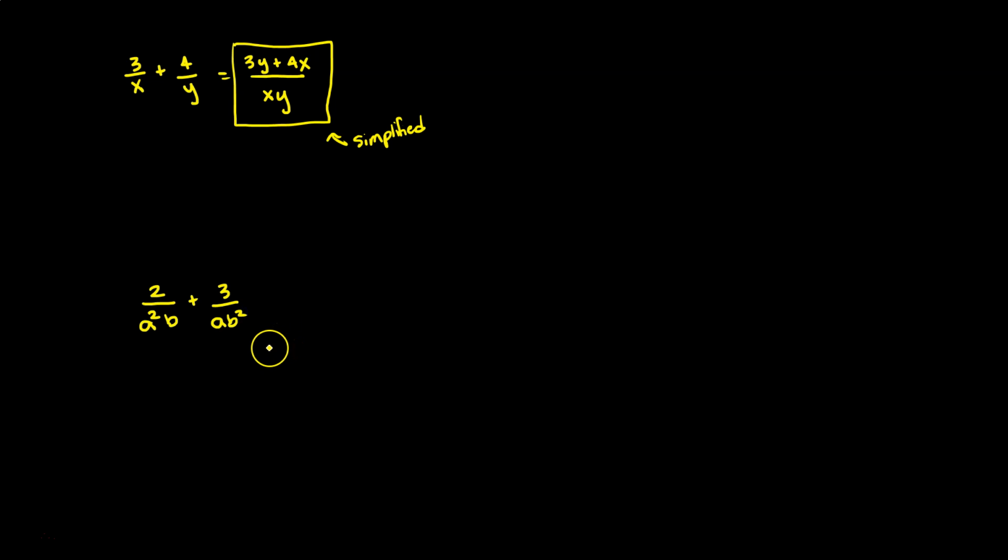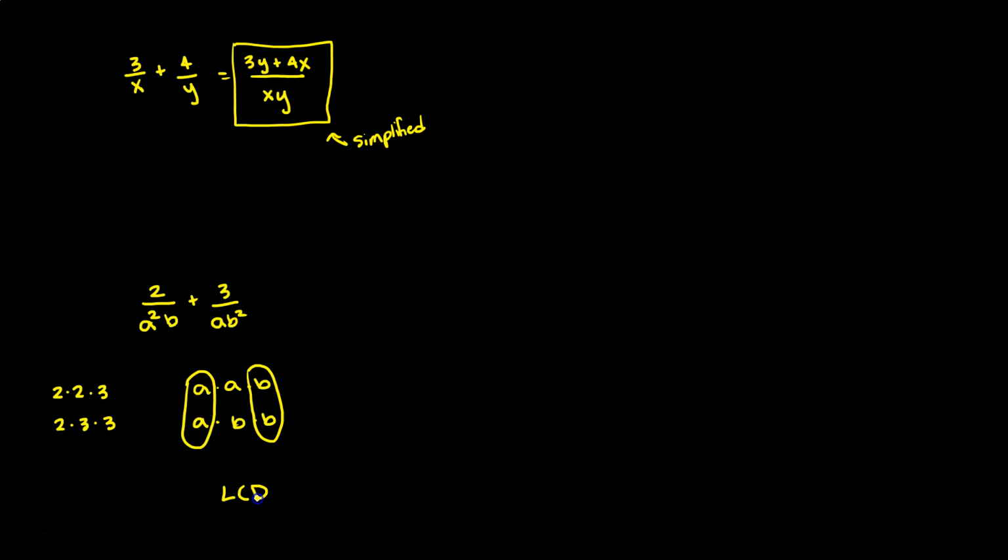We have 2 over a squared times b plus 3 over a times b squared. We've got two denominators. One of them has 2 factors of a, 1 factor of b. The other one has 1 factor of a, 2 factors of b. Now if these were numbers, it would be something like 2 times 3 and 2 times 3 times 3. Now we don't know what these numbers are, so we can't go any further than that, but we can see that they both have a factor of a and a factor of b, but then the first denominator has an extra a, the second denominator has an extra b.